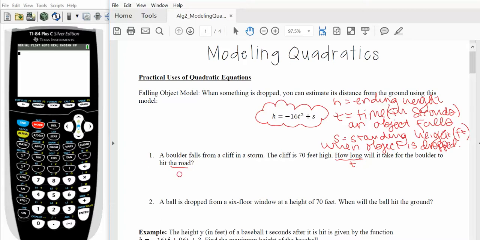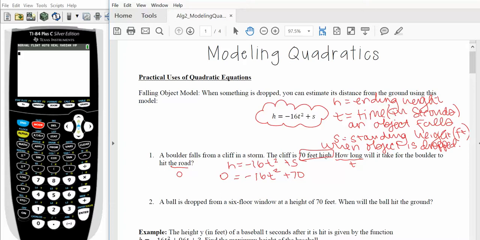If I start plugging this in, I know 70 feet is where the boulder started, so that's going to be my starting height. I said standing, and I meant to say starting, but standing height, starting height, you can figure it out. I'm going to write this equation down and plug in what I know. S is the starting height. I'm looking for T, so I can't plug anything in for T. And when it hits the road, its height is 0. So all I have to do is solve for T.